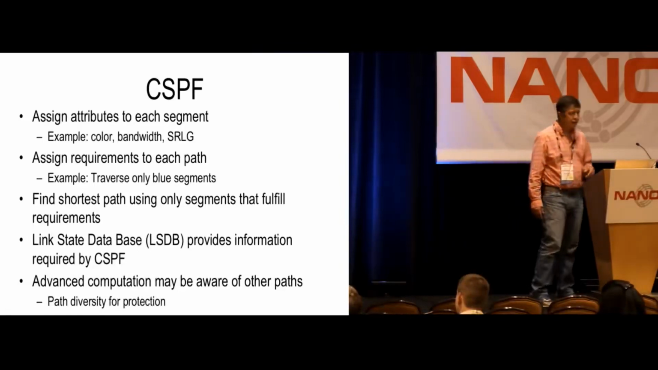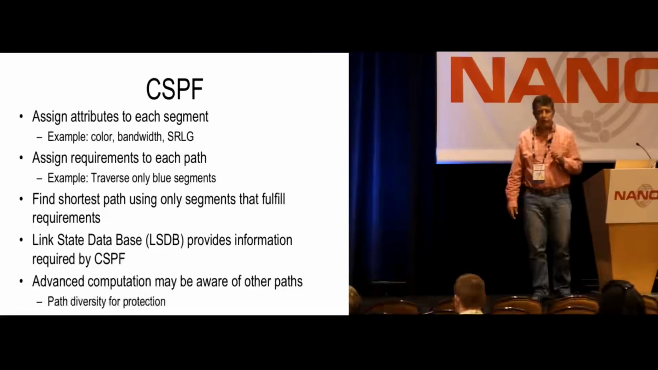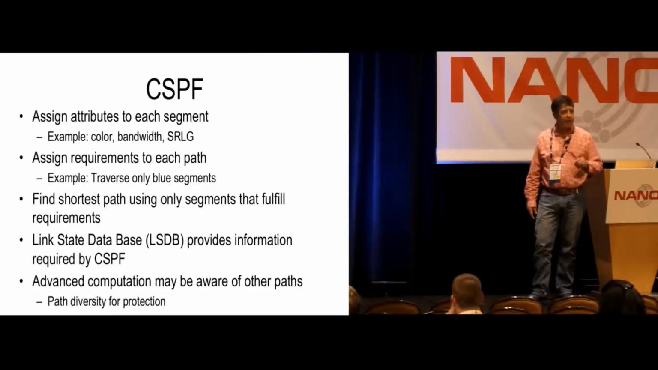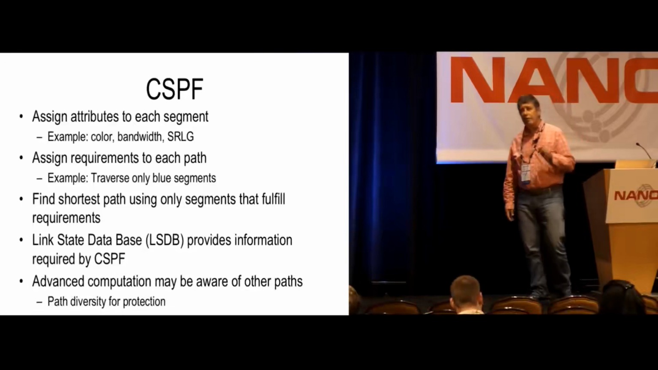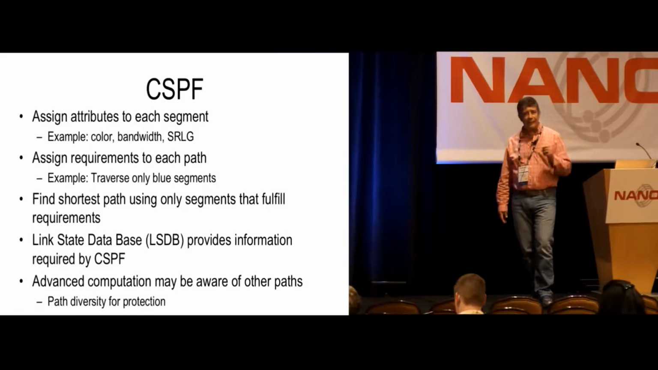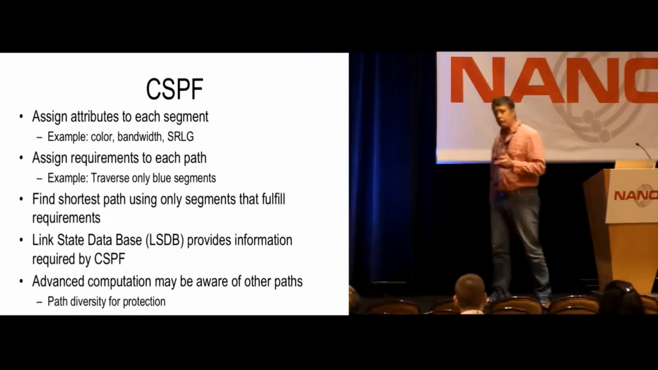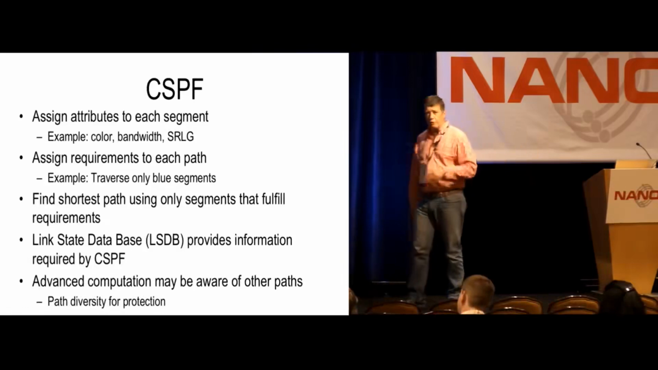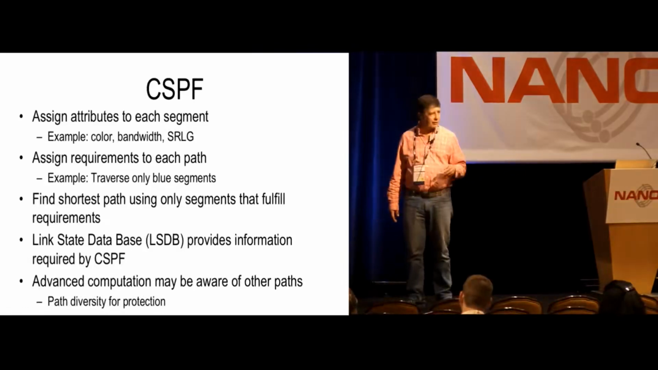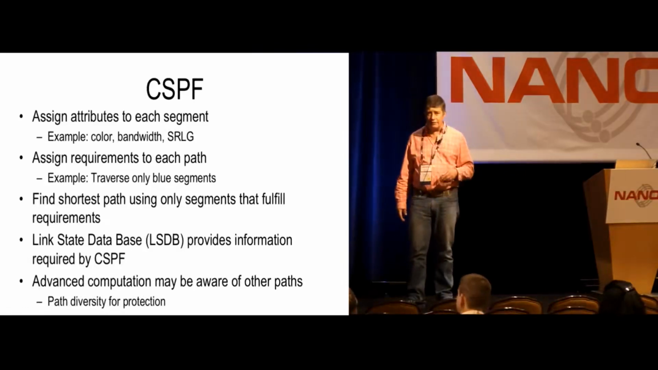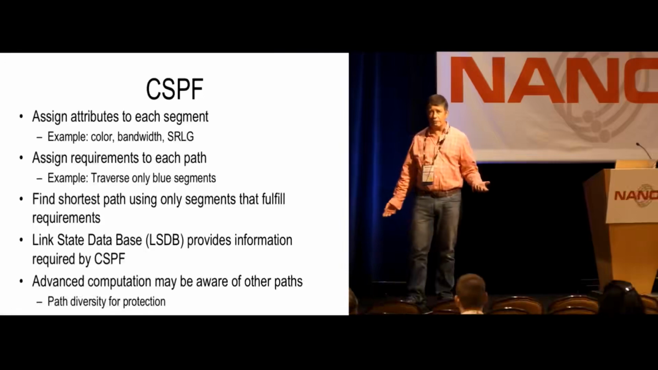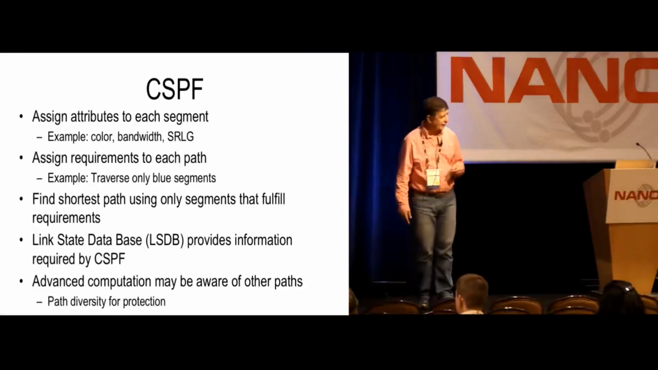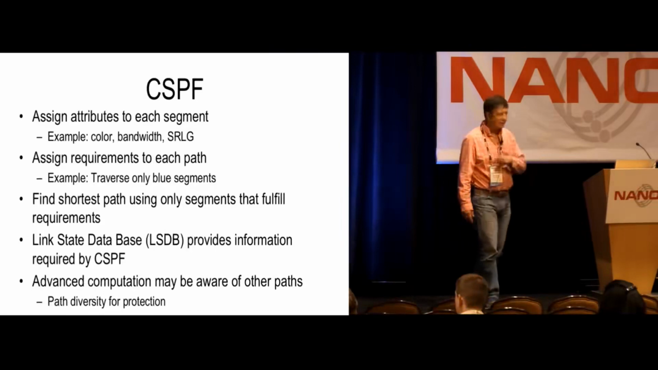Then you calculate the IGP shortest path from ingress to egress using only the links that satisfy the requirement. So let's say your requirement was to traverse blue links only. You prune every link that isn't blue out of your link state database. You find the IGP shortest path, and that's it. And you've calculated it. Then you find the segments that go there.